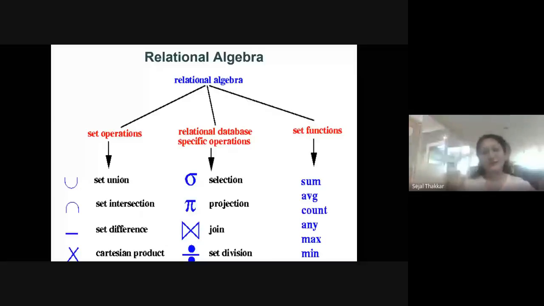Then we have discussed relational algebra, which consists of set operations, relational database specific operations, and set functions. Set operations are union, intersection, set difference, and Cartesian product. Relational database operators are sigma, pi, join, and set division. And the set functions are sum, average, count, mean, and max.